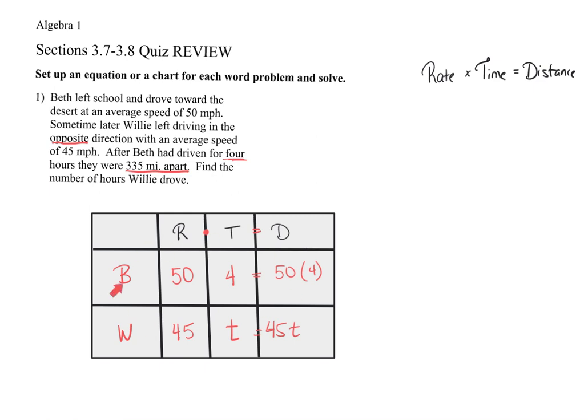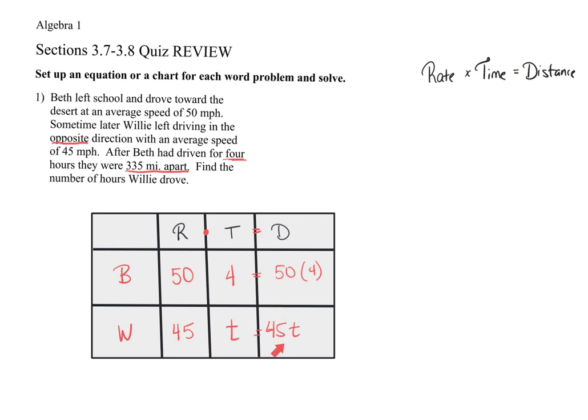So I've set up my equation based on what I know. Rate times time equals distance. I have two people, Beth and Willie. I have filled everything out that I know in these first two columns. Beth is going 50 miles an hour for 4 hours. He's going 45 miles an hour. We don't know how long.